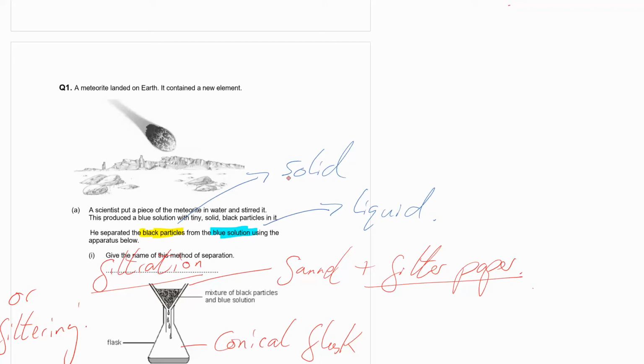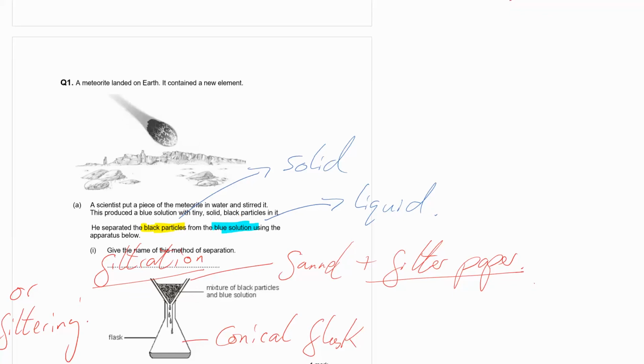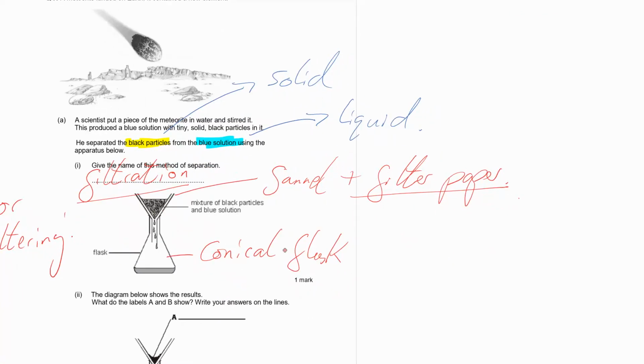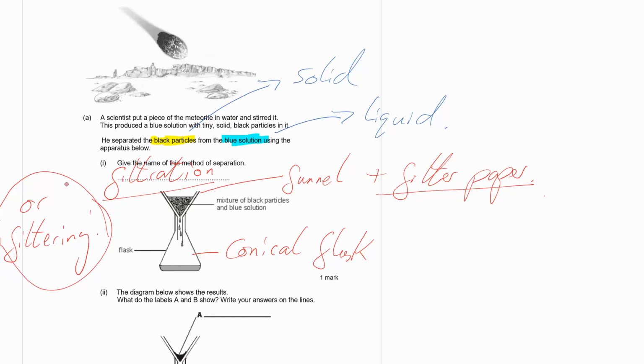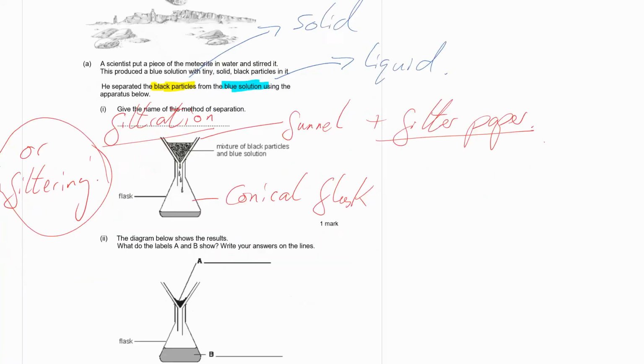The black particles, what I would suggest you do is you highlight and make a note that that is a solid. The blue solution is obviously a liquid. Give the name of this method of separation. Well, if you look at the diagram, you should be able to see a conical flask, a funnel, and filter paper, with the filter paper obviously giving the method of separation away. So you should have the answer filtration, or you could have also written filtering.